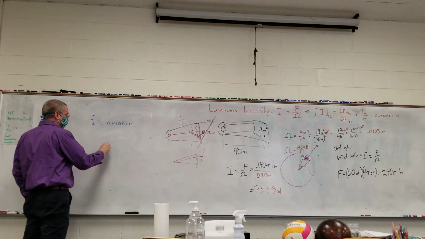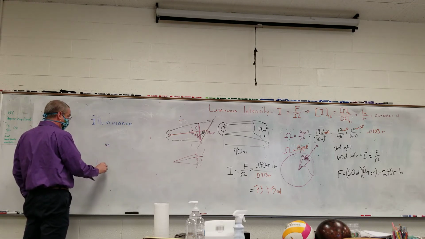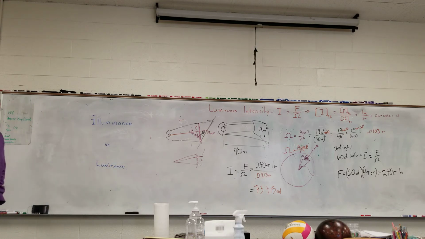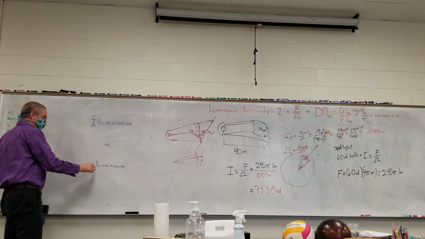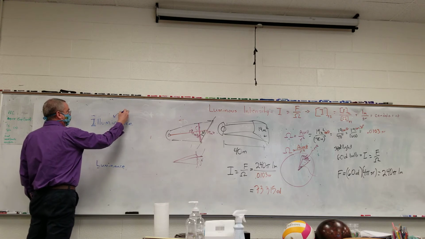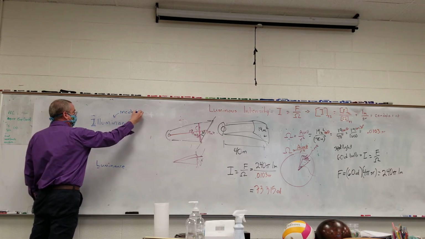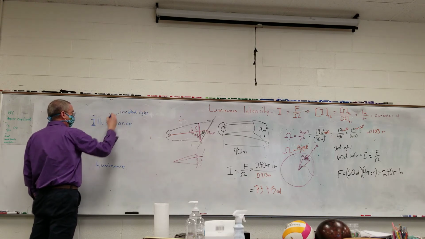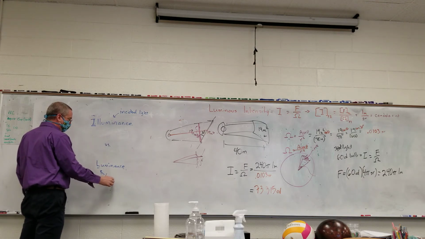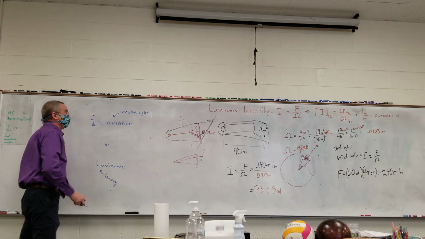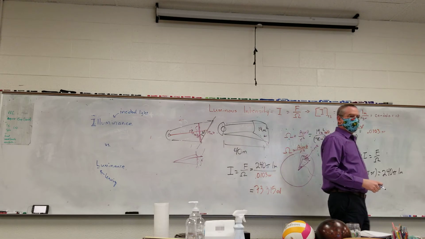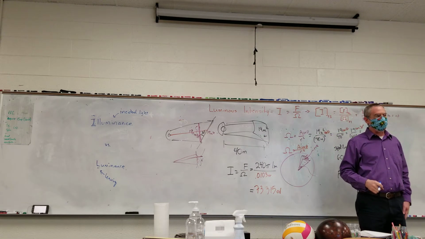The textbook does not have this in it. Luminance. The memory trick: illuminance starts with the letter I. This is the incident light. Luminance starts with the letter L. This is the leaving. So illuminance deals with the amount of light that's actually striking the surface. Luminance deals with the amount of light that bounces off of it.